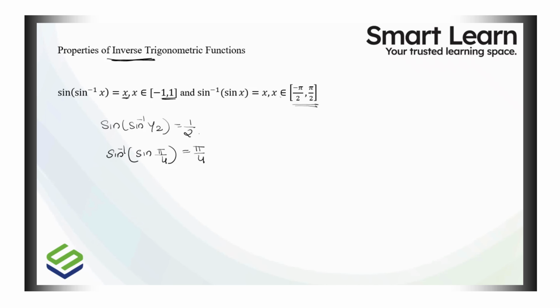Properties of inverse trigonometry function. Sine of sine inverse x is x, where x belongs to minus 1 comma 1. Sine inverse of sine x is x, here x belongs to minus pi by 2 comma pi by 2. Okay. Sine of sine inverse of 1 by 2, what is the answer? 1 by 2. So that is between minus 1 comma 1. Sine inverse of sine pi by 4 is pi by 4. That is between minus pi by 2 comma pi by 2.